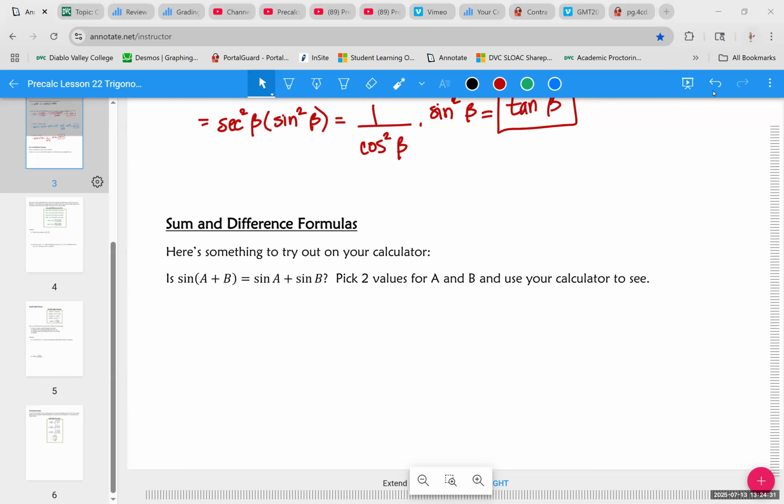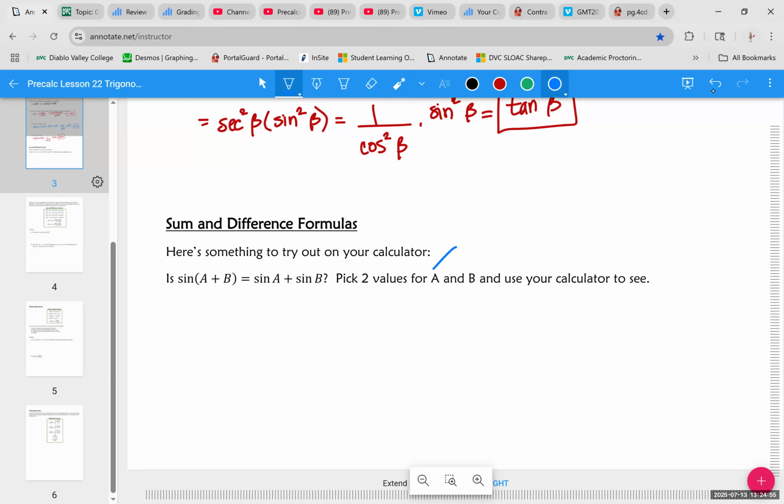We're going to talk about sum and difference formulas next. And I just want to do a quick exercise to prove to you why we need these formulas. The question we're asking ourselves is: is the sine of angle A plus B equal to the sine of angle A plus the sine of angle B? So let's just try it. We can't prove it for all things by just using an example, but let's pick an example.